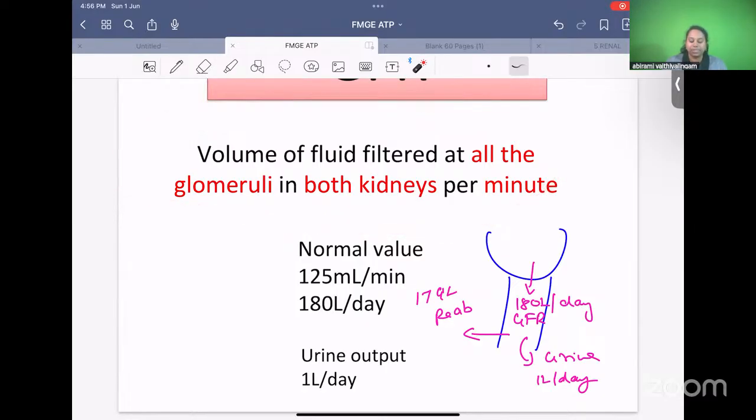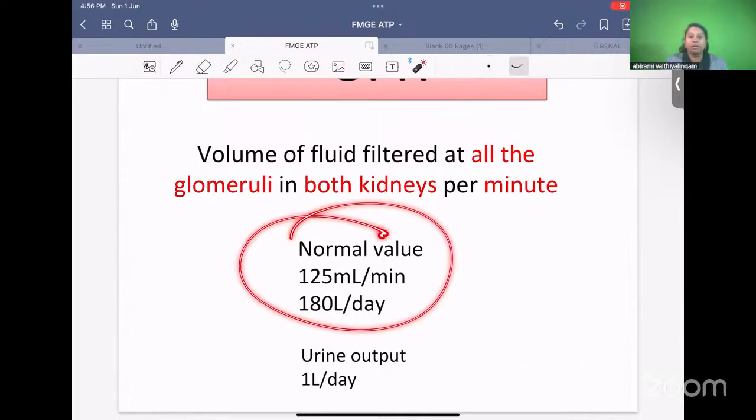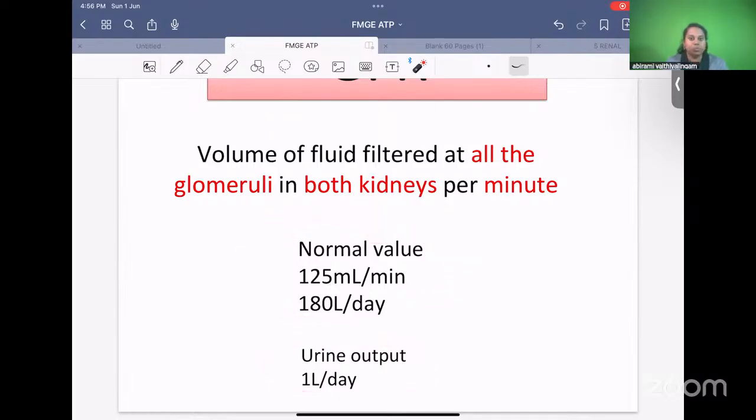The value is 125 ml per minute or 180 liters per day. In one day, your kidneys are able to filter 180 liters, or in 1 minute it is 125 ml. The urine output totally is 1 liter per day.